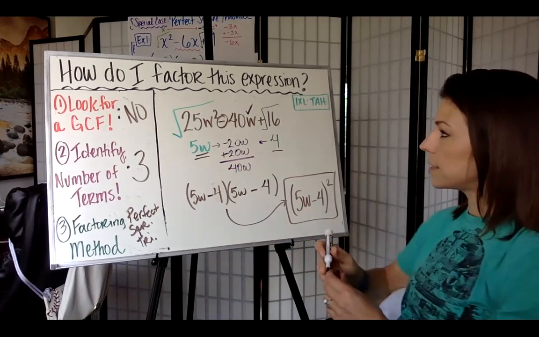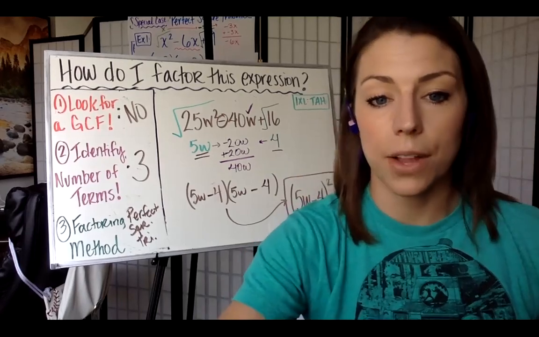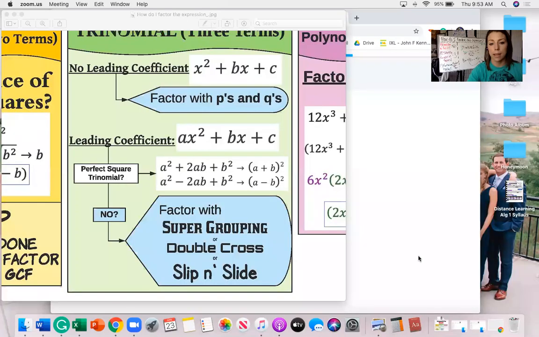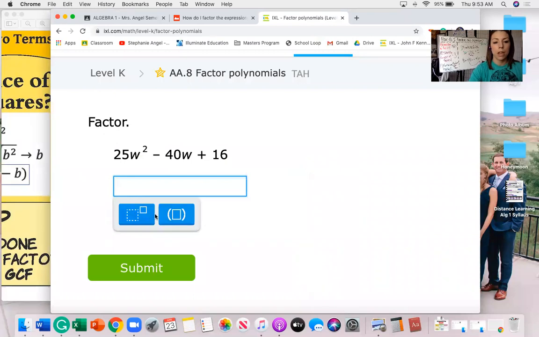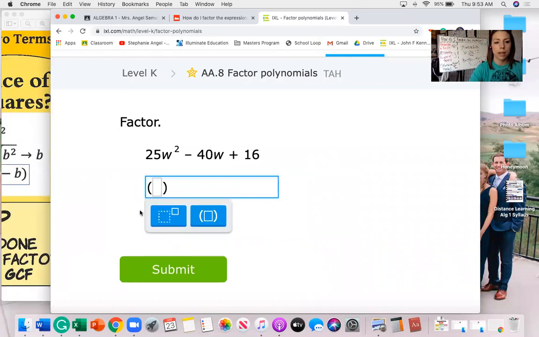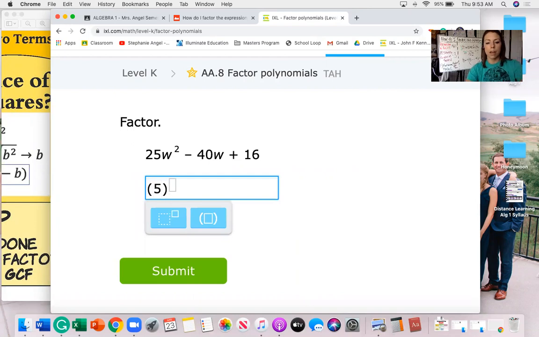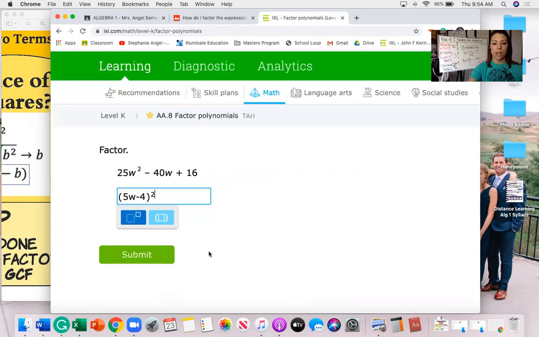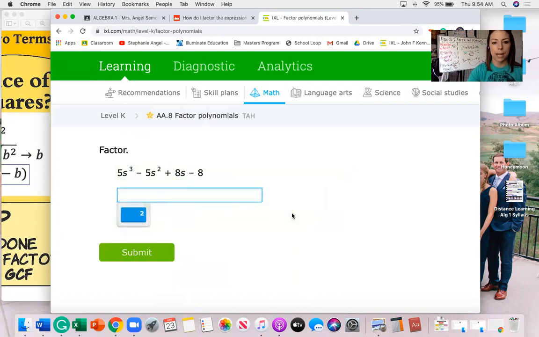All right, let's see if IXL agrees, because if they don't agree, then we did something wrong. Okay, I'm going to go ahead and set this up. IXL lets me do all of that. 5w minus 4, and then don't forget to put the squared in there. If you don't put the squared in there, we'll not consider it correct. All right, let's see. Hey, we got it right.